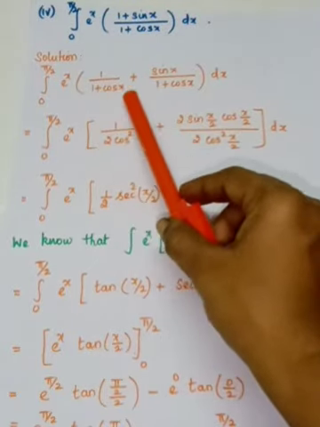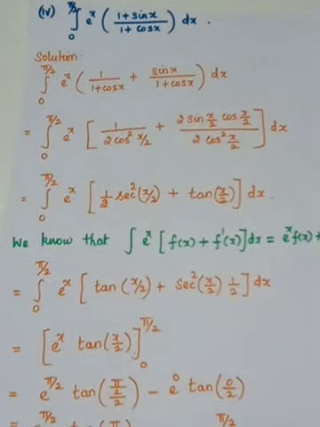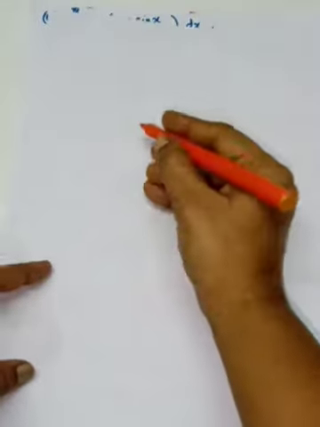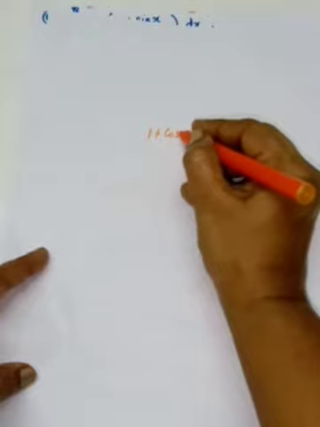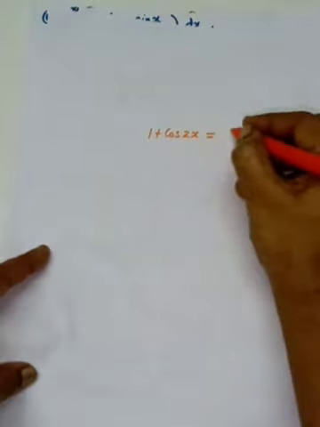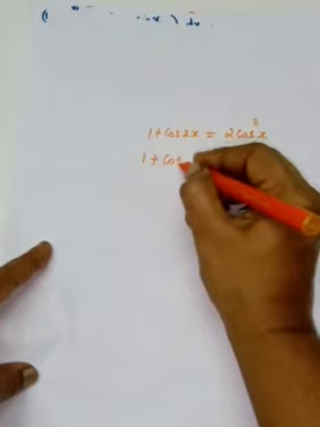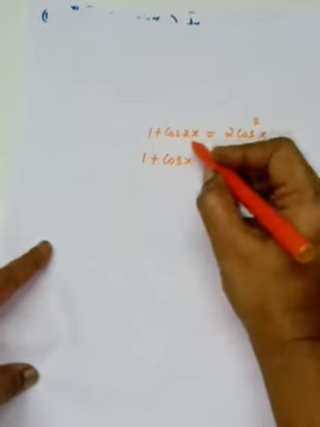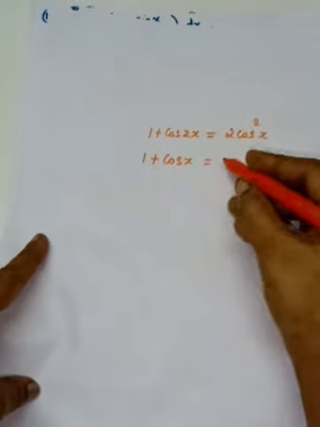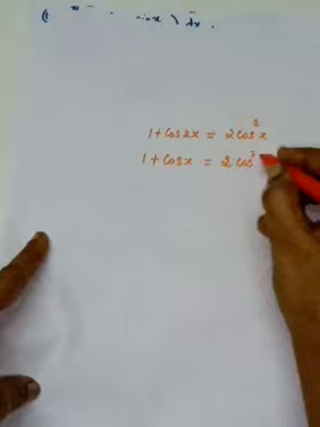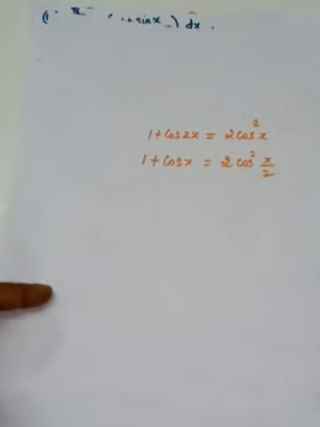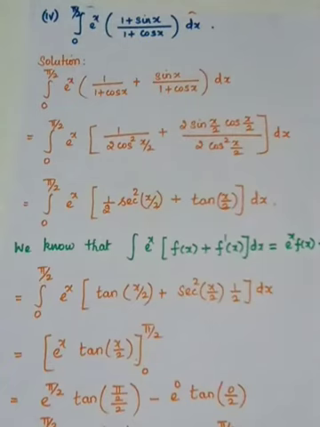Okay, 1 plus cos x, what is the identity? We have learned 1 plus cos 2x is equal to 2 cos squared x. But in our problem it is 1 plus cos x. So, here 2x you have, here you have x. Therefore it can be written as 2 cos squared x by 2, submultiple angle. So, in the place of 1 plus cos x, the formula written is 2 cos squared x by 2.